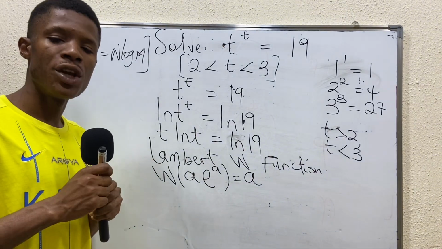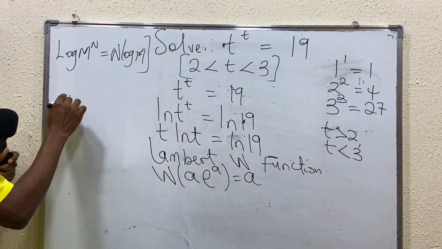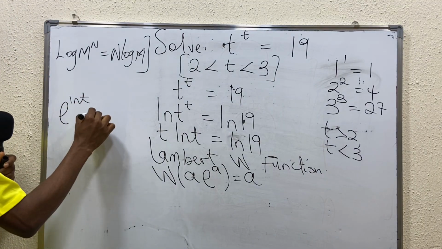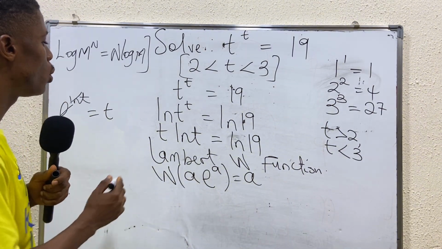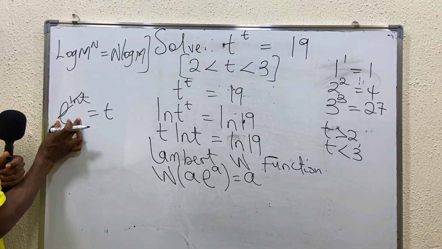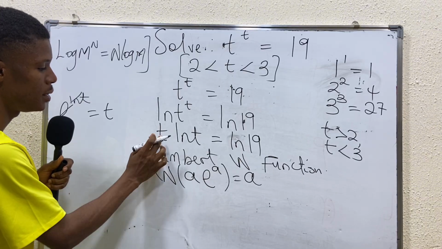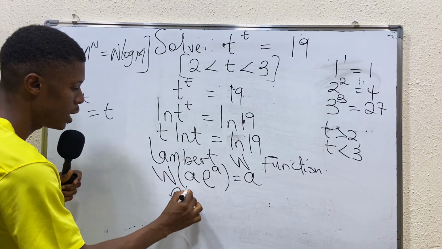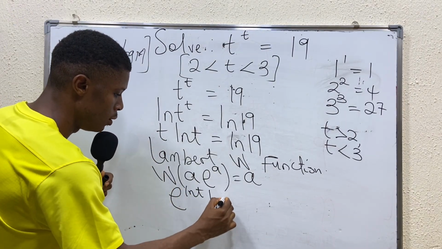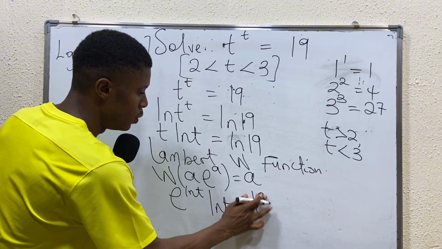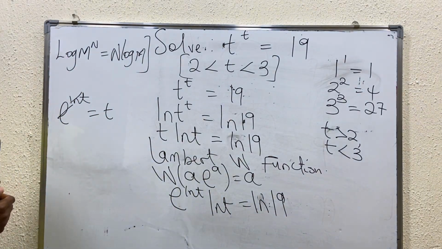We know one thing: when we do exponential of ln t, that is equal to t, because this exponent will cancel the ln. So we are going to rewrite t in terms of exponential of ln t. So we now have this particular function to be exponential of ln t, which is now t, then ln t is equal to ln 19.